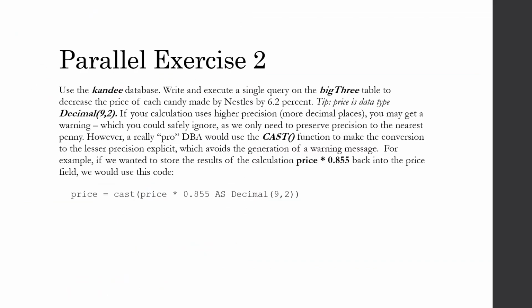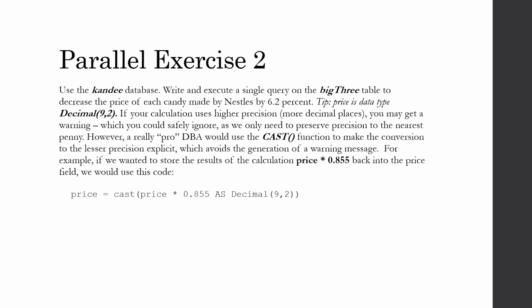Parallel exercise 2. Use the candy database. Write and execute a single query on the Big 3 table to decrease the price of each candy made by Nestle's by 6.2%. Tip: price is data type decimal 9,2. If your calculation uses higher precision, more decimal places, you may get a warning, which you could safely ignore, as we only need to preserve precision to the nearest penny.